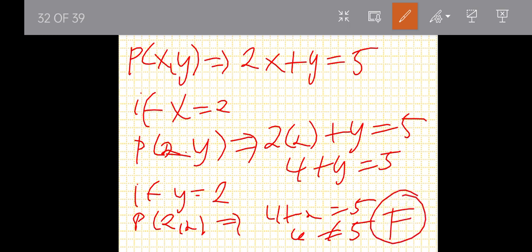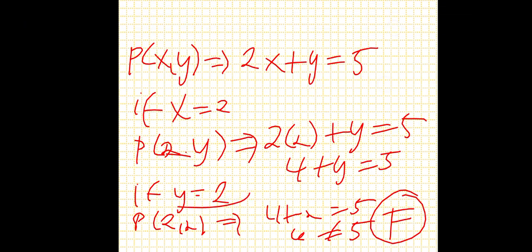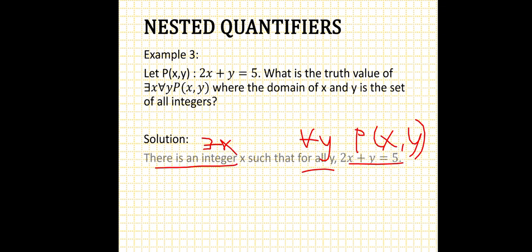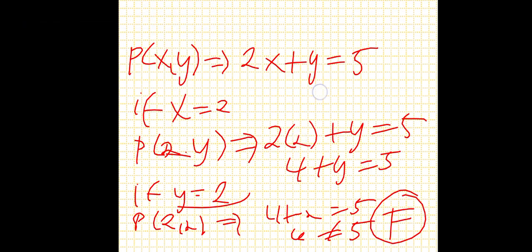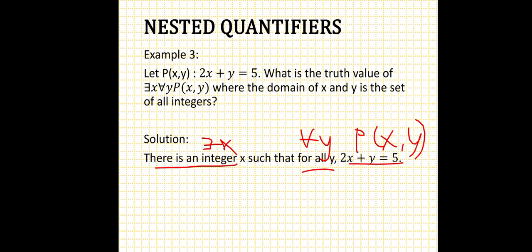So, just from here, for all y in our given problem, and then there exists an x, when we solve it, it is false. So, therefore, our quantification there exists x for all y, P(x,y) is also false. I hope you understand.